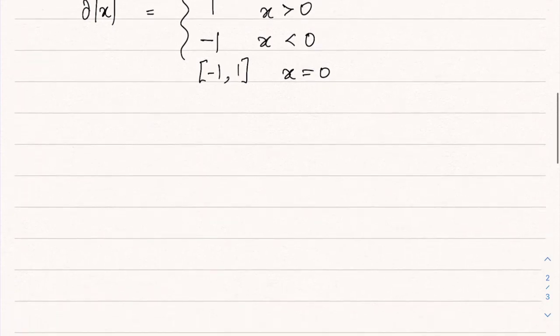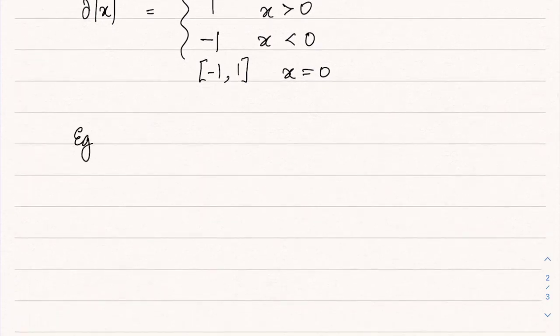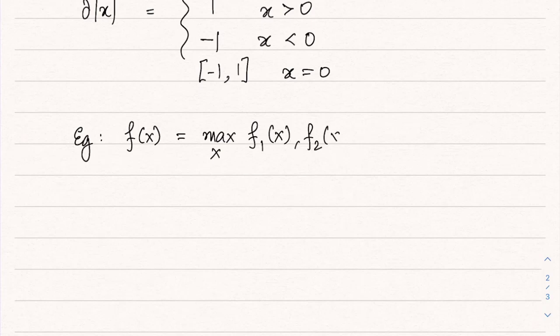Let us take a look at another example which is non-differentiable, and let's calculate its subdifferential. So let's say that f of x is equal to max of f1 of x, comma f2 of x. So this is the pointwise maximum of two functions, and let's say f1, f2 are convex, so that f is also convex. And then let us calculate its subdifferential. So subdifferential of f at x, let's assume that f1, f2 are convex and differentiable.